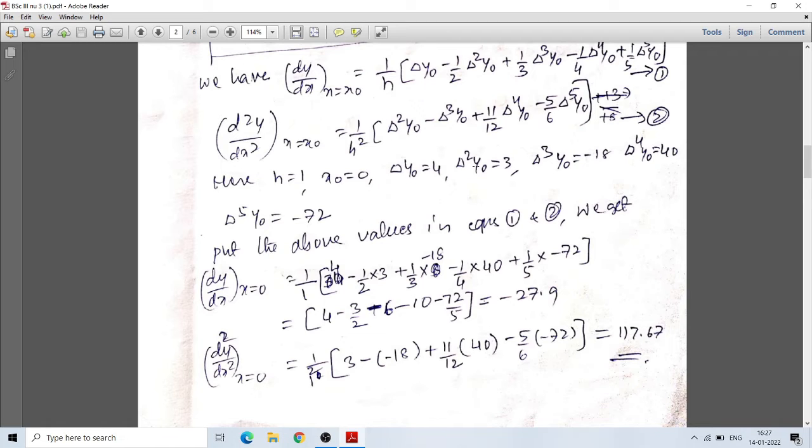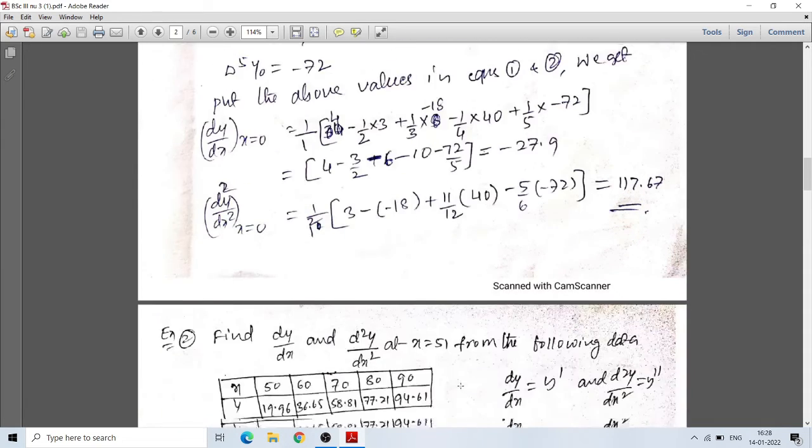Delta square y naught value is 3 here, and delta cube y naught value is minus 18, minus of minus 18, plus 11 by 12, delta to the power of 4 y naught is 40, minus 5 by 6, delta to the power of 5 y naught is minus 72. Again, here simplification, we do simple mathematics, some addition and subtraction, and we will get 117.67.